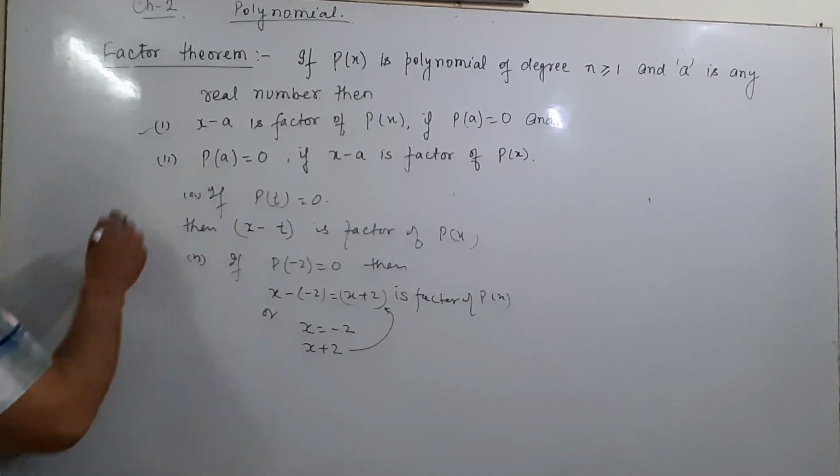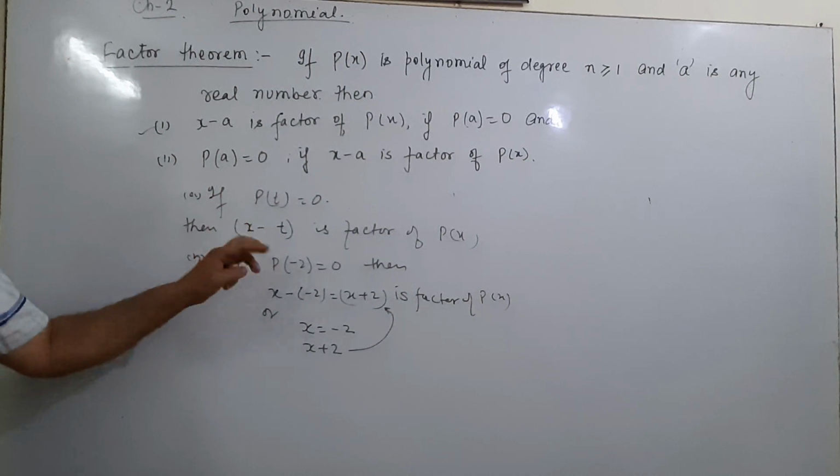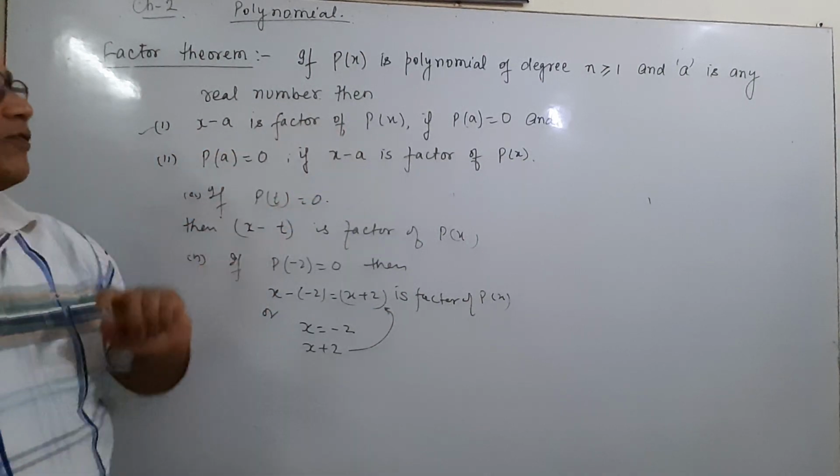This is your first part: P(A) = 0. The reverse of this: x - A is a factor of P(x).